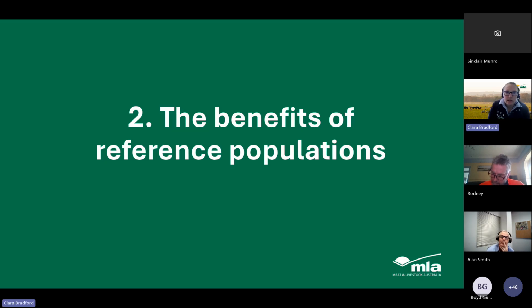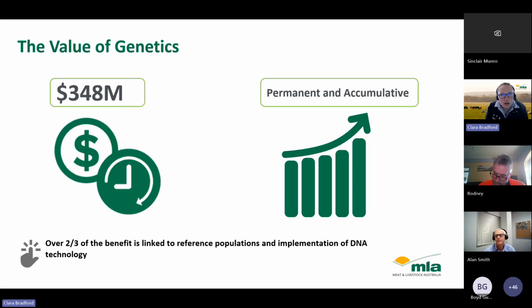Okay, so that leads on to what are the benefits of reference populations. MLA have recently completed an impact assessment of our genetics investments through the NLGC, and basically the number that we landed on was 348 million. That was generated by understanding the level of adoption in both beef and sheep, understanding the level of genetic progress that has been made through both beef and sheep based on our industry indexes, and then also modelling that across our national herd and flock numbers.